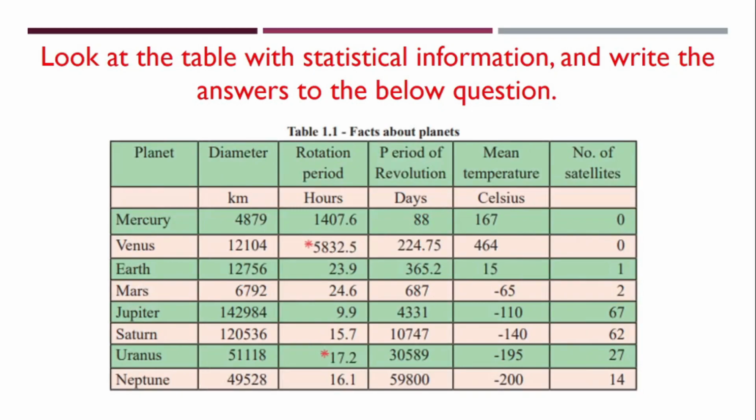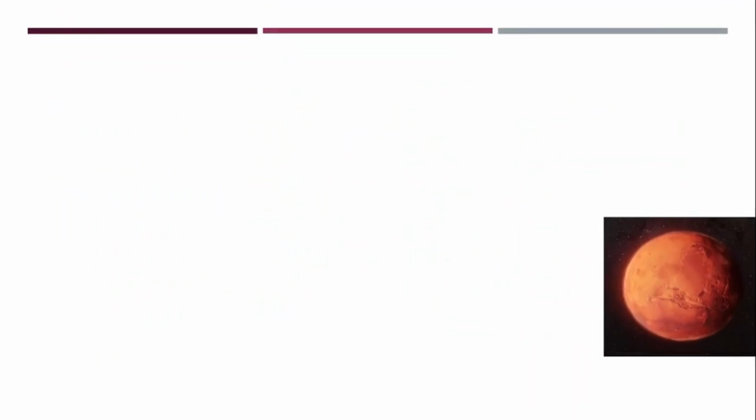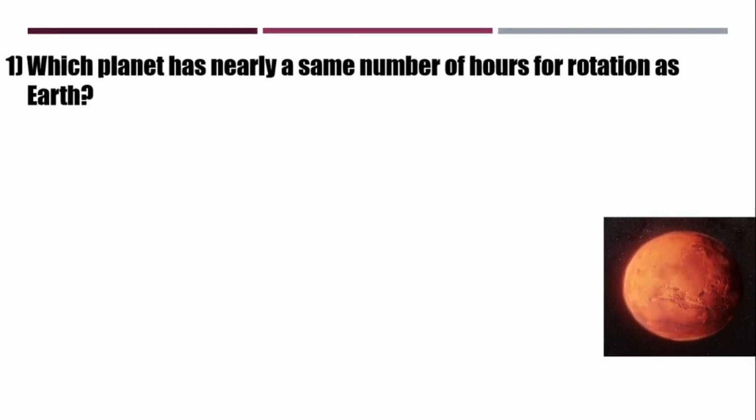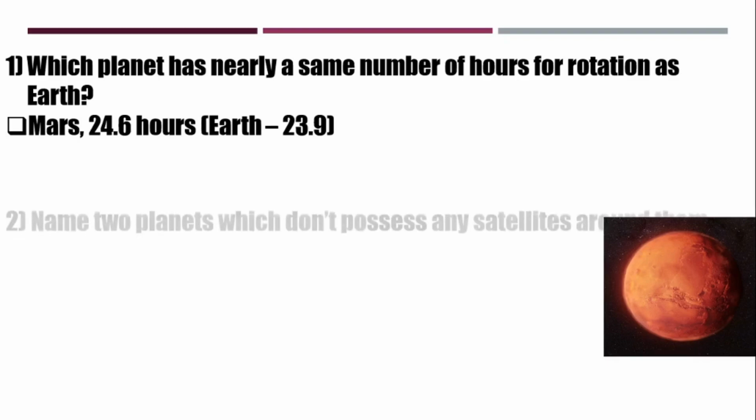Here is the statistical table. But the same table you can find in your textbook, Geography grade 8. Now let's look at the questions. Which planet has nearly a same number of hours for rotation as Earth? Mars. The rotation time is 24.6 hours, but Earth has 23.9 hours.